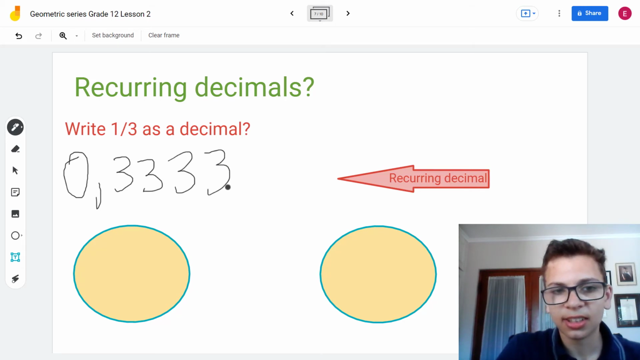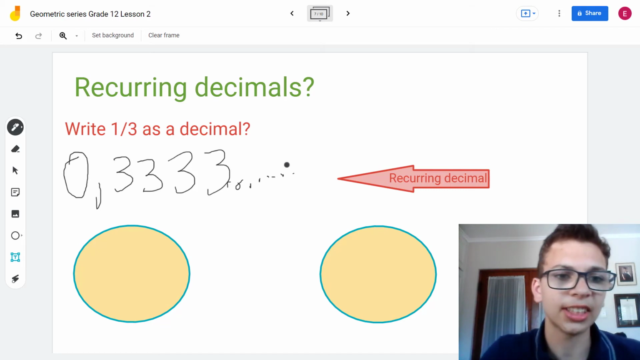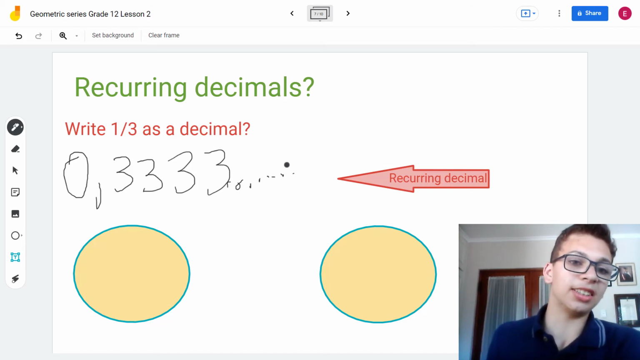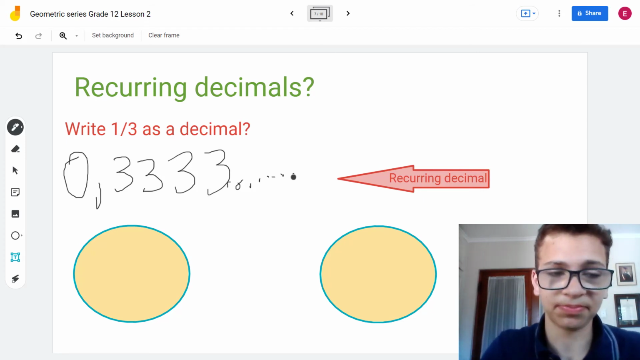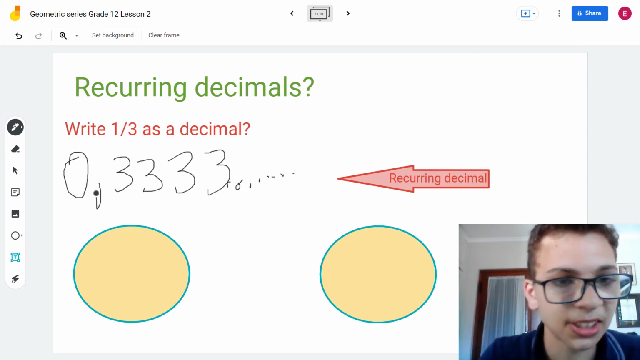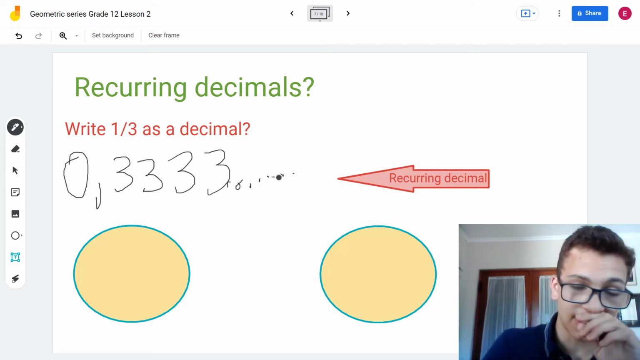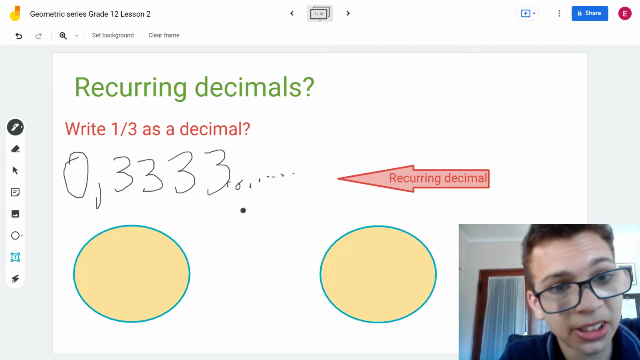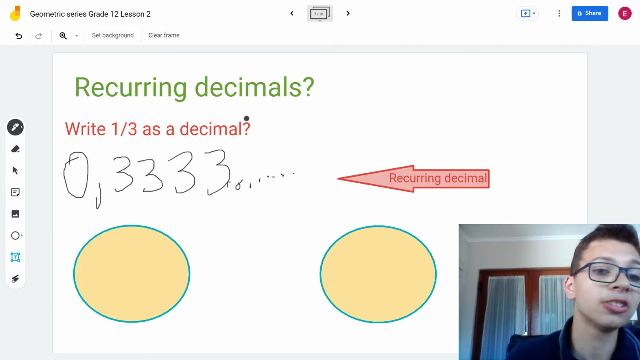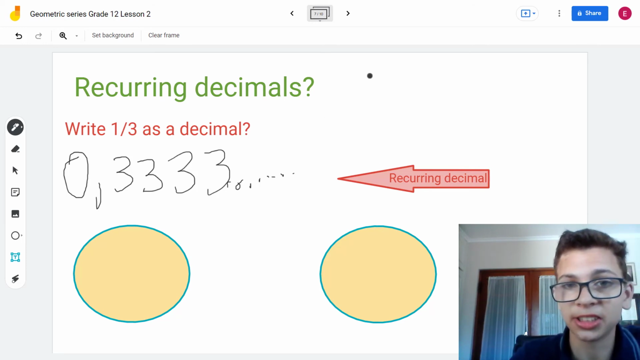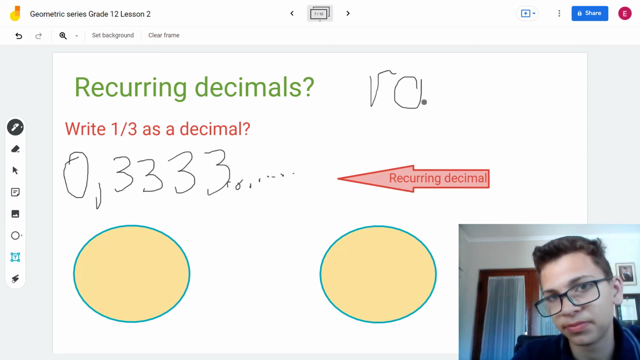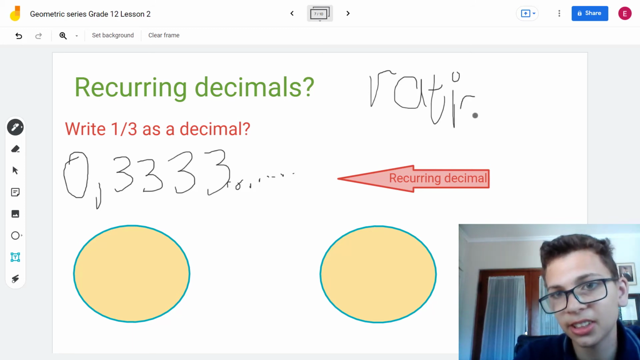0.3333, and it actually goes all the way to infinity. Now this is what we call a recurring decimal, because the decimal is recurring until infinity. And what's nice about these is you might think that it's irrational, right? Because it's going on to infinity. However, recurring decimals are actually always rational, which means that they can be written as a fraction of 2 integers.